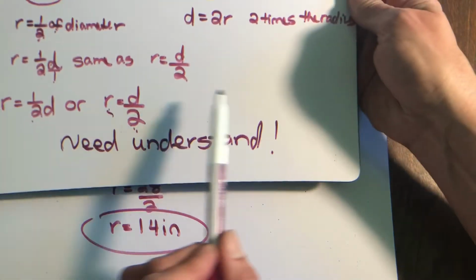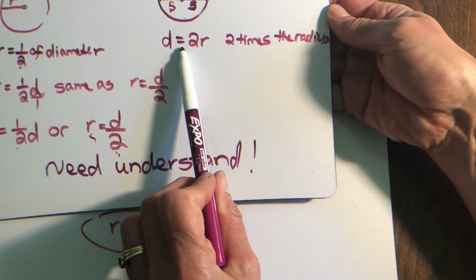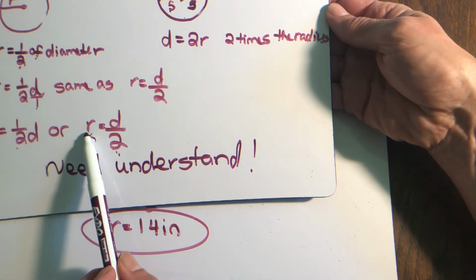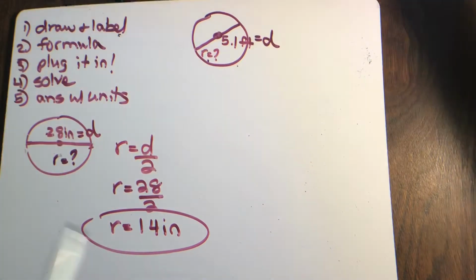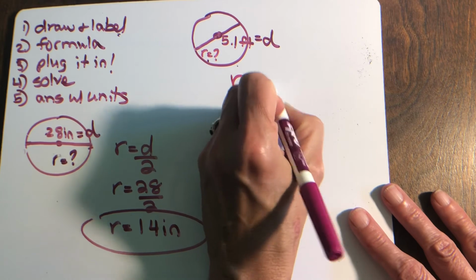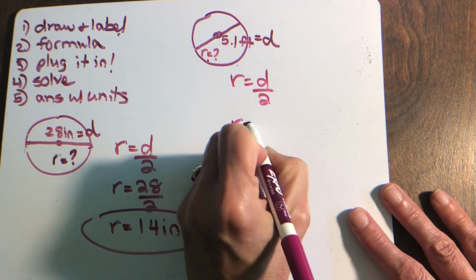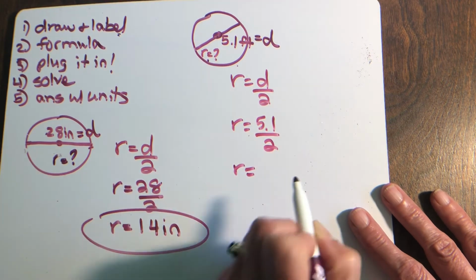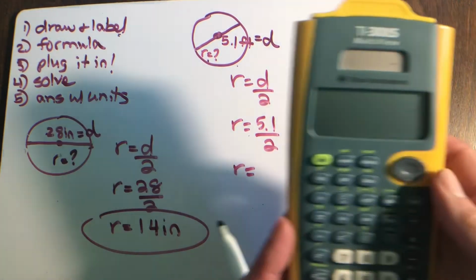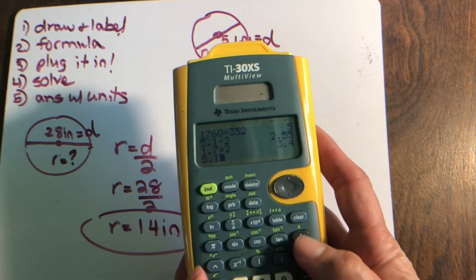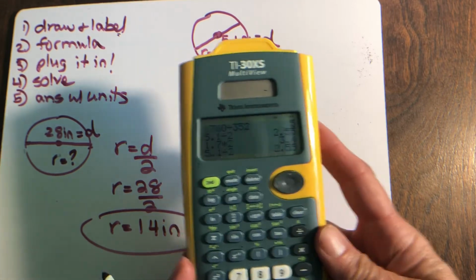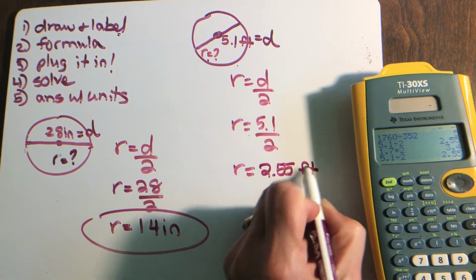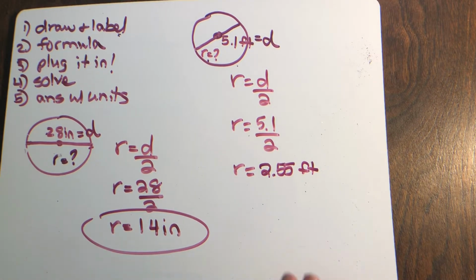So if I'm looking for radius, what formula would I use? This one, or would I use this one? You want the D or the R? Well, if you're looking for the number for R, you need this one. So R equals D over 2. R equals 5.1 over 2. Don't stress because it's a decimal. 5.1 divided by 2 is 2.55, and that's feet. Now that's pretty easy, right?